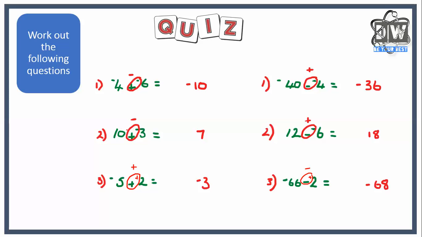We've got 10, take away 3, all right, gives them a 7. We've got minus 5 plus 2, minus 3. We've got minus 40 plus 4, gives us minus 36. We've got 12 plus 6 gives me 18. And I've got minus 66 minus another 2, which gives me minus 68.